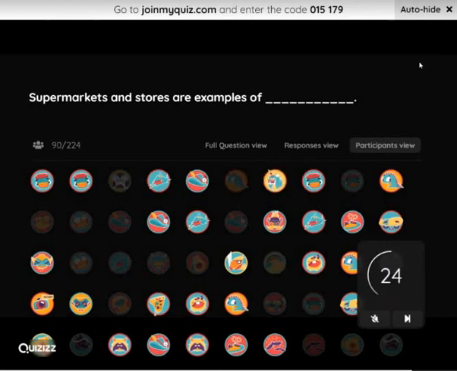Supermarkets and stores are examples of, it was at the very beginning of the lesson. It was one of the examples that was given in the very first slide of the PowerPoint presentation.